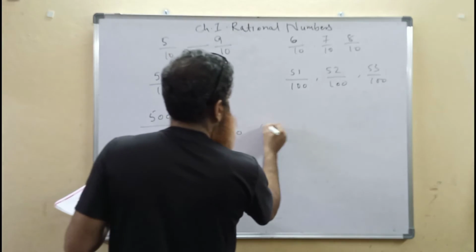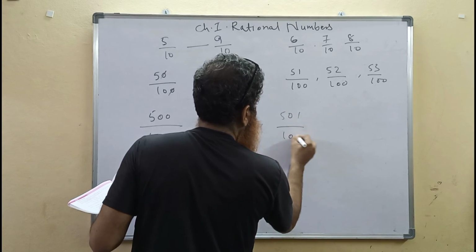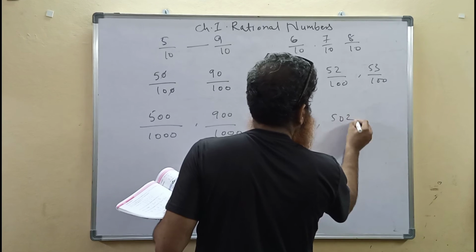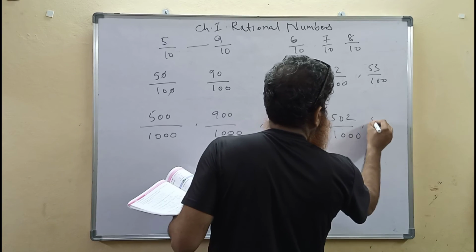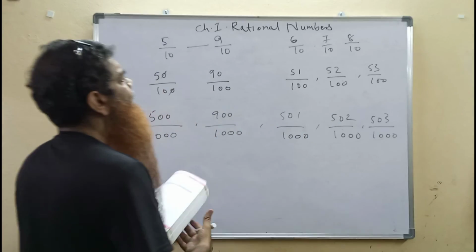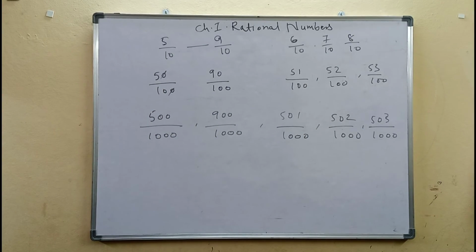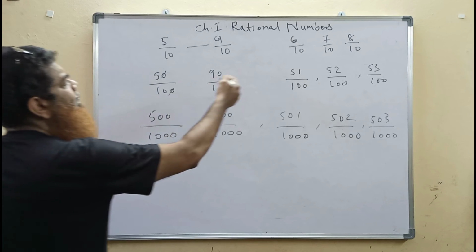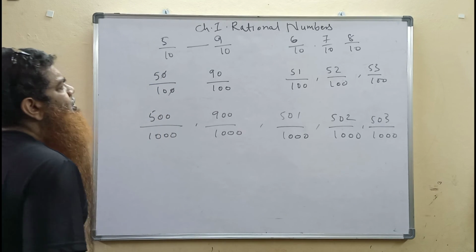So we can write in between 501 by 1000, 502 by 1000, 503 by 1000 and so on. We can write infinite fractions in between any two. We can write an infinite number of rational numbers in between any two given rational numbers a and b. 5 by 10 and 9 by 10 are two rational numbers. Simply we can write three rational numbers in between them.